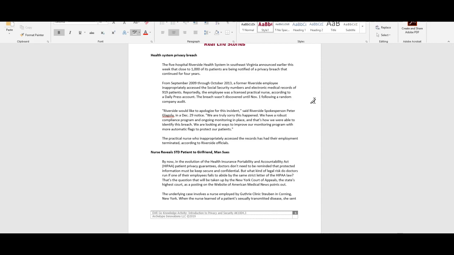And so basically, there was a Riverside employee who had inappropriately accessed the Social Security numbers and electronic medical records of 919 patients. And that employee was a licensed practical nurse, so it was an LPN. And it took them 4 years to figure out that this LPN had been doing that, and they discovered it during a random audit. And so the nurse had been fired because of that HIPAA violation.